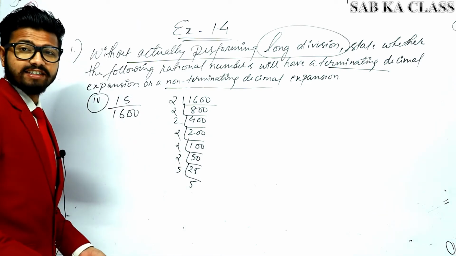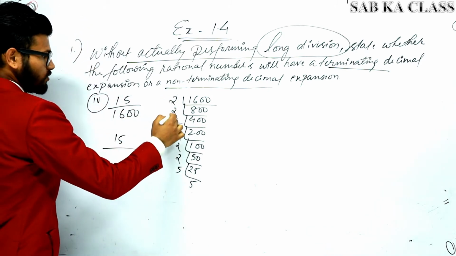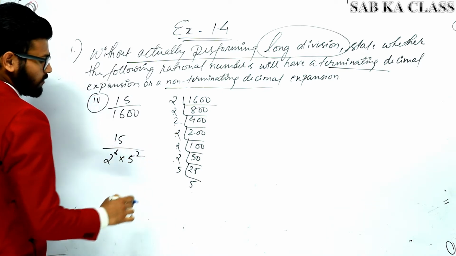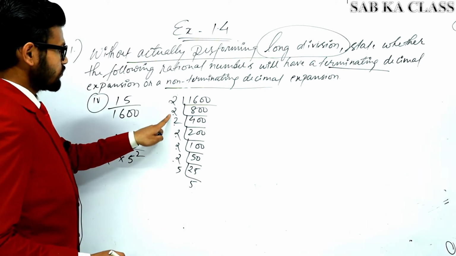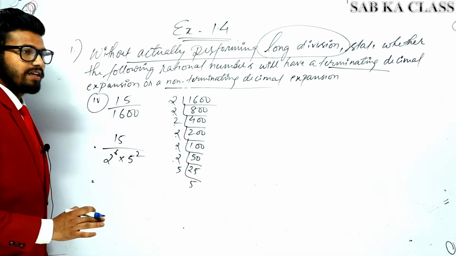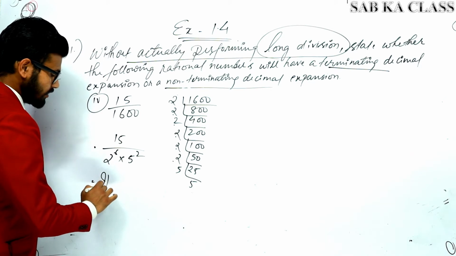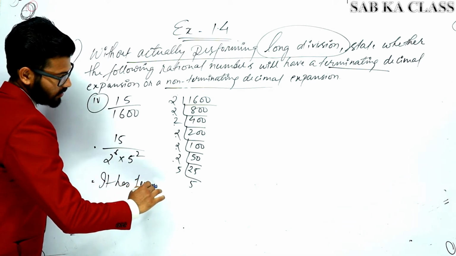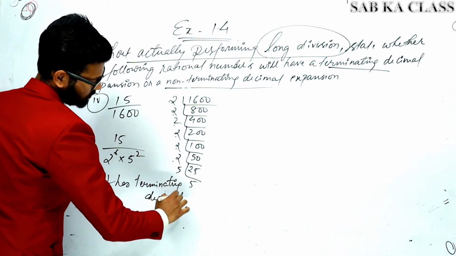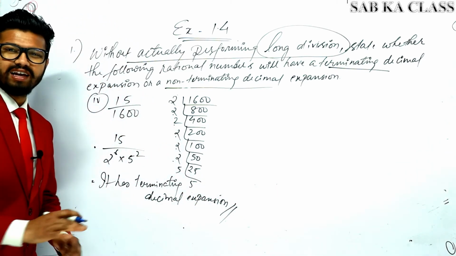So we can clearly state that it is a terminating decimal expansion. That means 15 by 1600 can be written as 2^6 times 5^2 in the denominator. So you can clearly say that it is a terminating decimal expansion because the denominator is expressed in the form of 2^m and 5^n. Therefore, it has a terminating decimal expansion. I hope it is crystal clear.